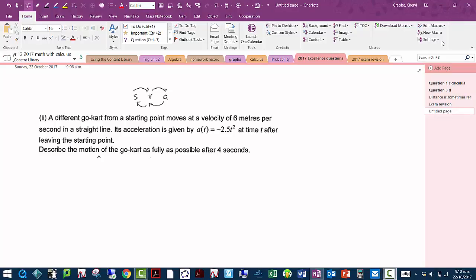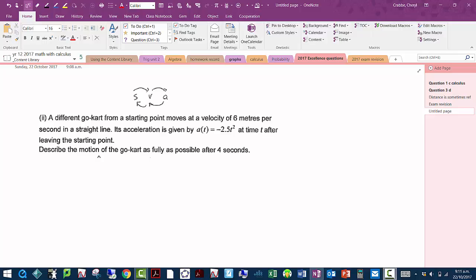Okay, we're going to take a look at the excellence question around the go-kart, and a lot of people had trouble with interpreting the answer even if they were able to get the answer. So we'll take a look at how we do that. First of all, a different go-kart from a starting point moves at a velocity of 6 meters per second in a straight line, and it gives us the acceleration of the go-kart at time t after leaving the starting point. Describe the motion of the go-kart as fully as possible after 4 seconds.